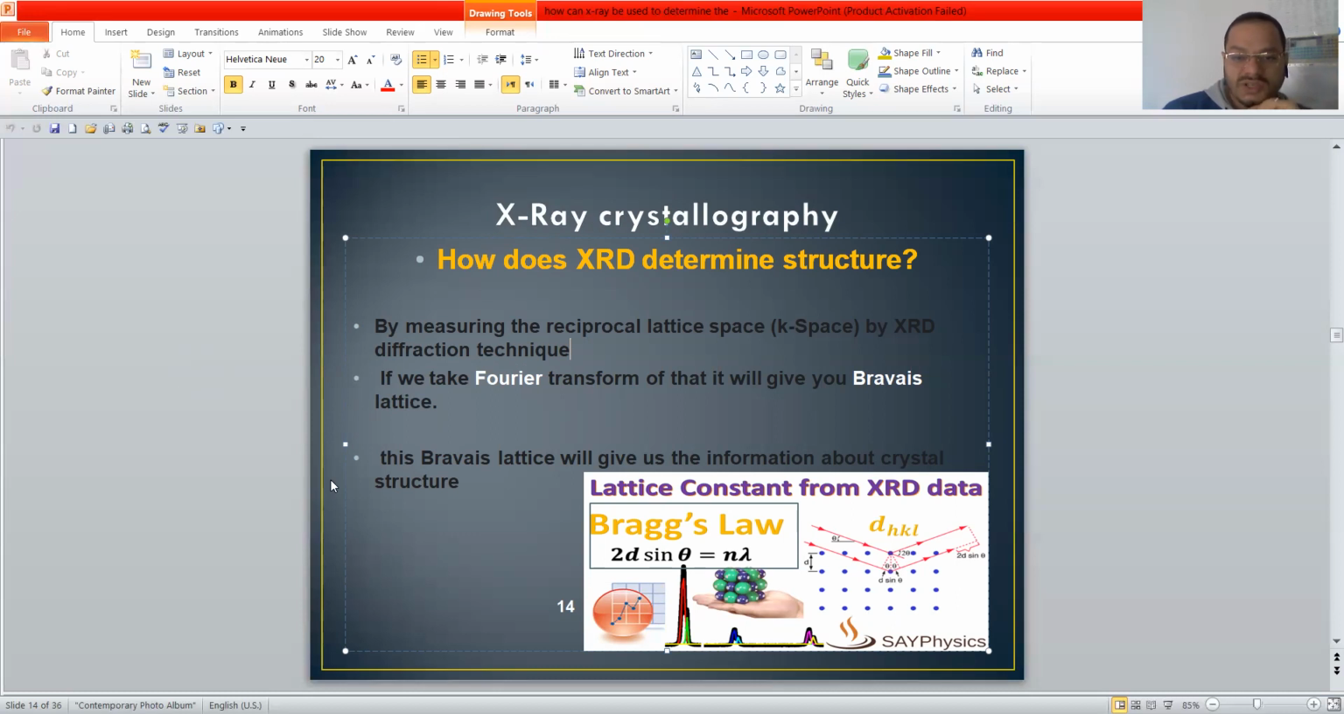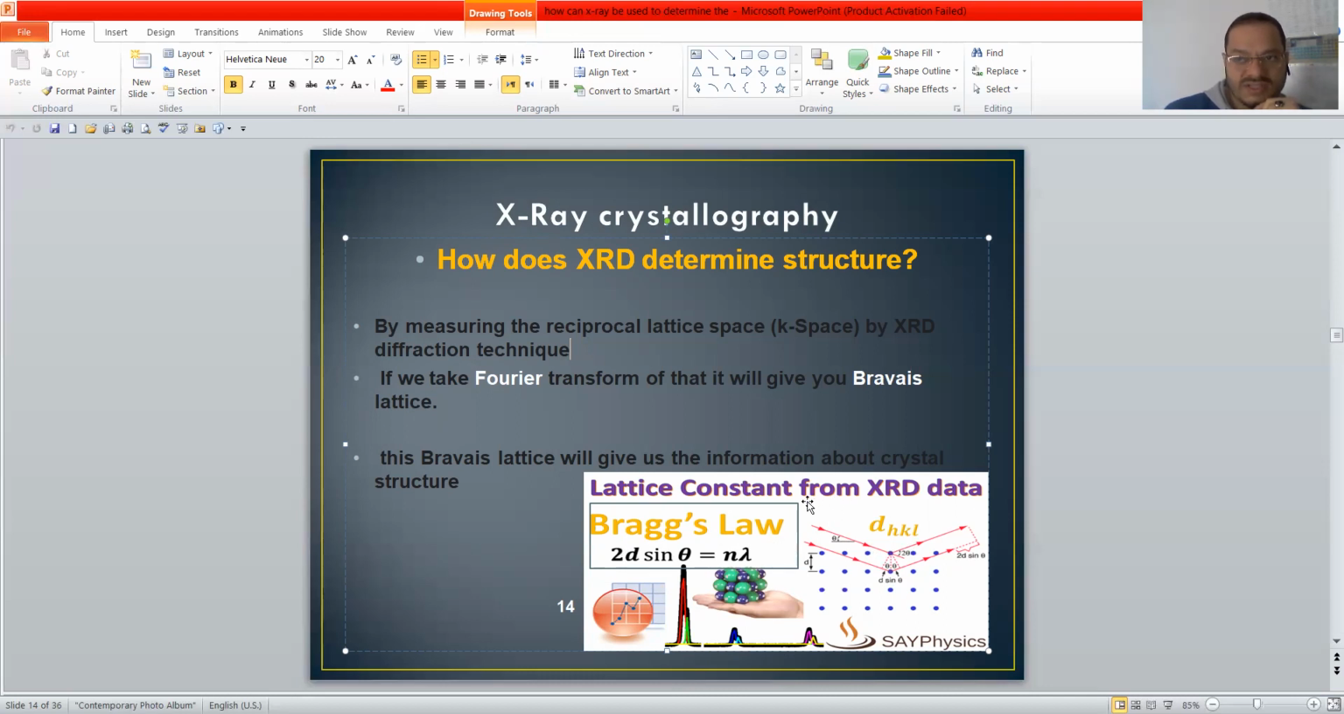This previous lattice will give us the information about the crystal structure. Here, let's take a look. The first beam hits the first atom, the second, at different angles. All these atoms. In the next slides, we will explain Bragg's law and where it comes from. It's very important.